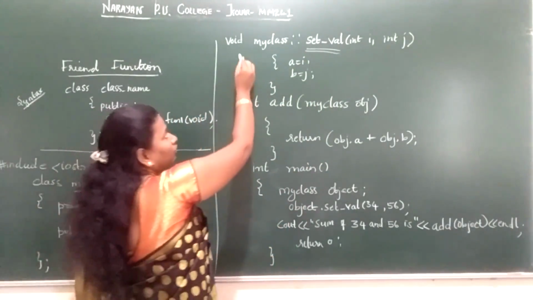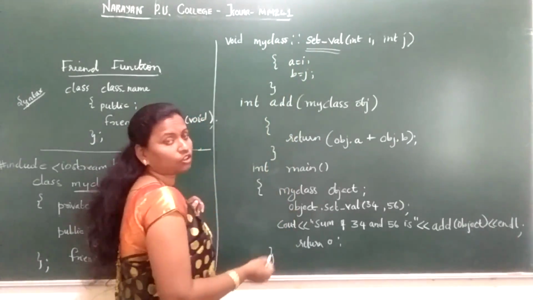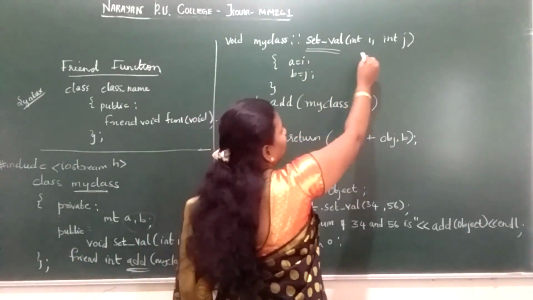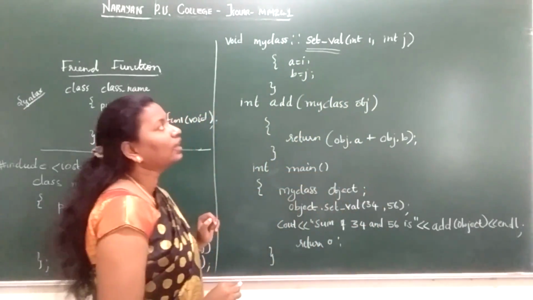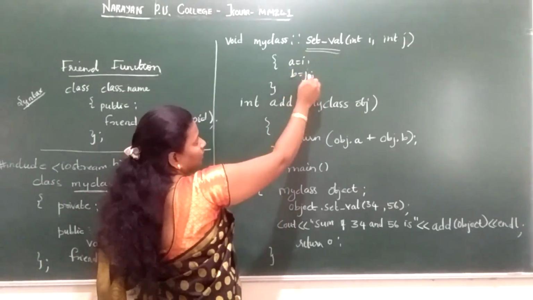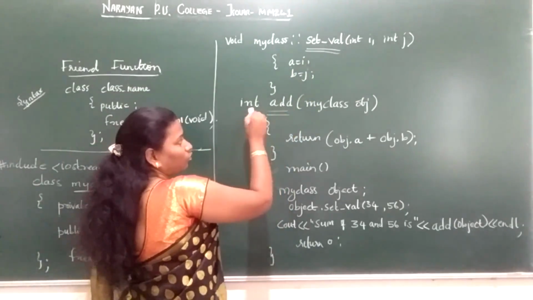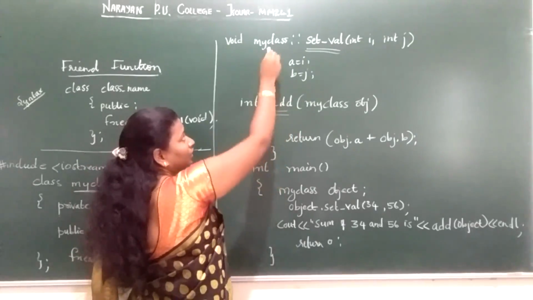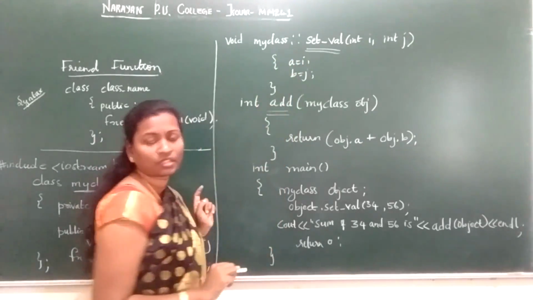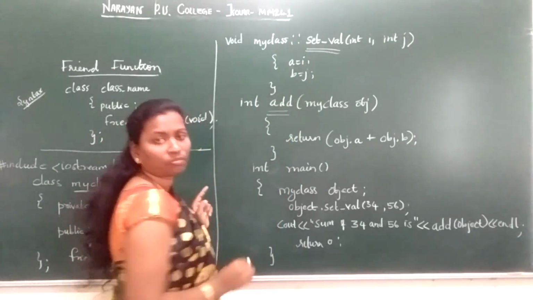In this case, I have to tell the return type, the class name, and use the scope resolution operator. Now I am using setval, initializing int i and j. Here I am giving i to a, j to b. But for add, I am only telling the return type. I am not using the class name or the scope resolution operator. Why? Because a friend function is a non-member function of my class.